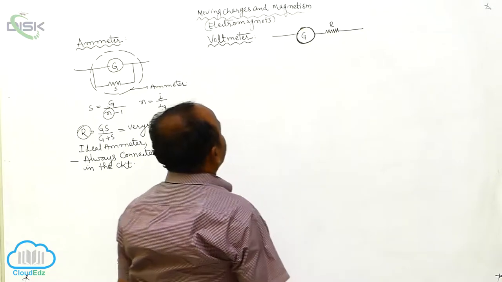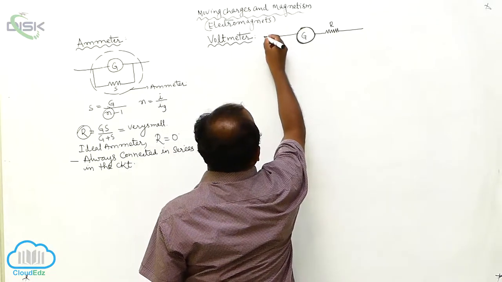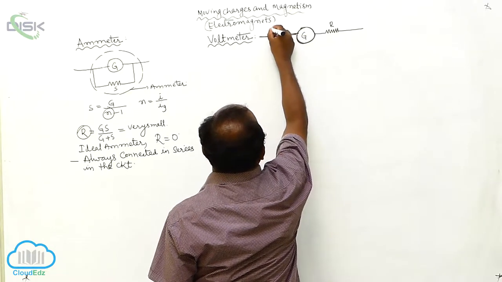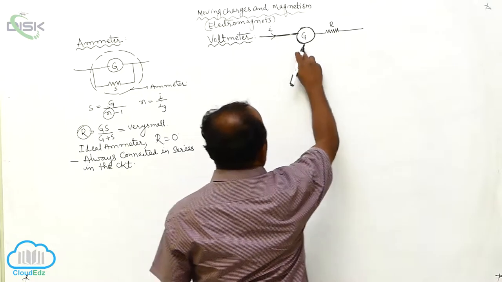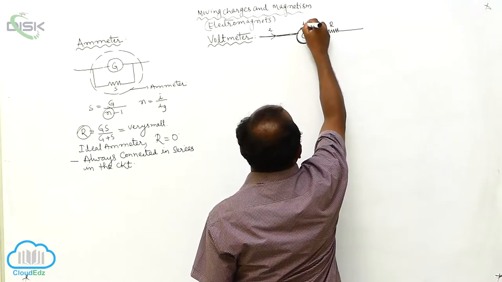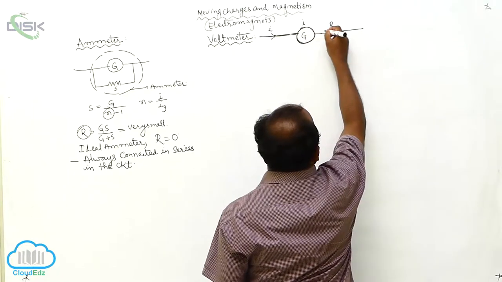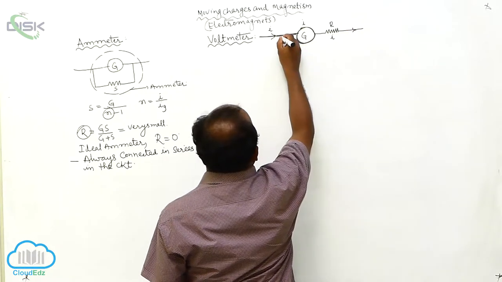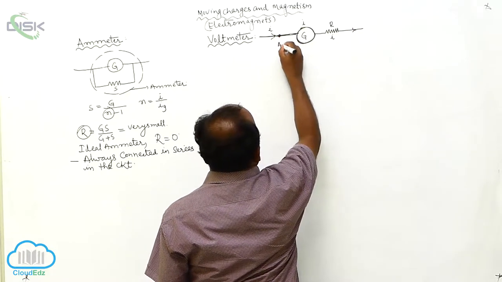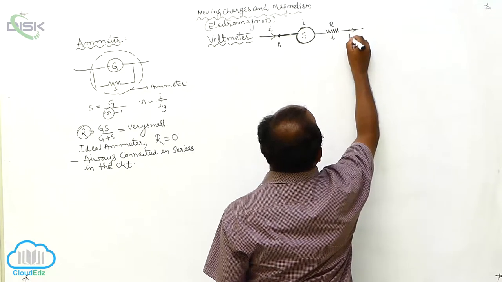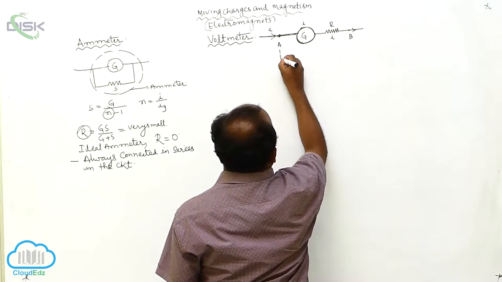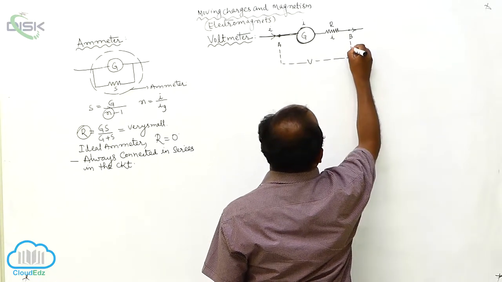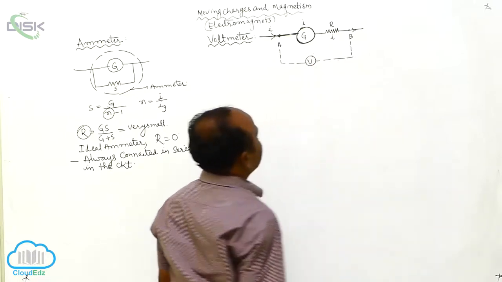Now here, what is the current? Suppose let us consider total current. Total current is I. Because these two are in series, what is the current passing through the galvanometer? I. What is the current passing through the resistance? I. And reaches here. Now let us consider this is the point A, and this is the point B. Across these two points, what is the potential difference? V is the potential difference.